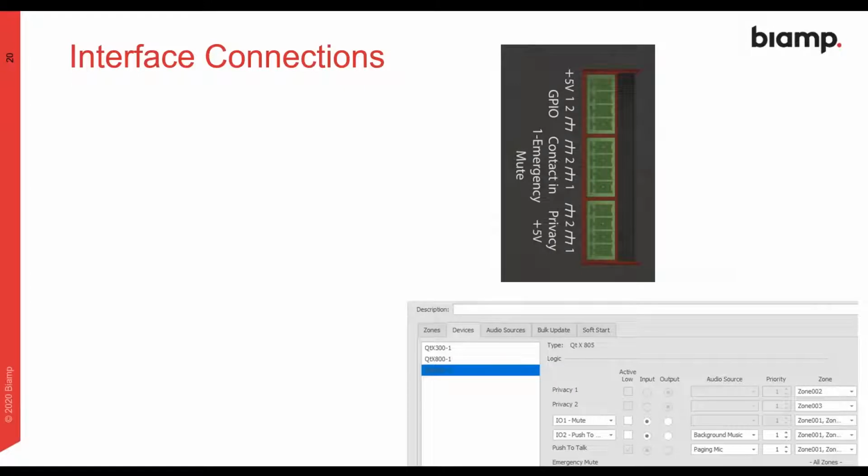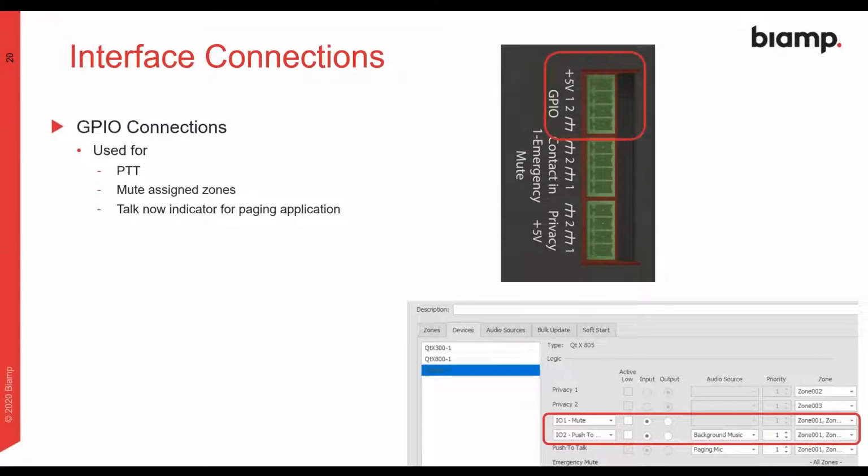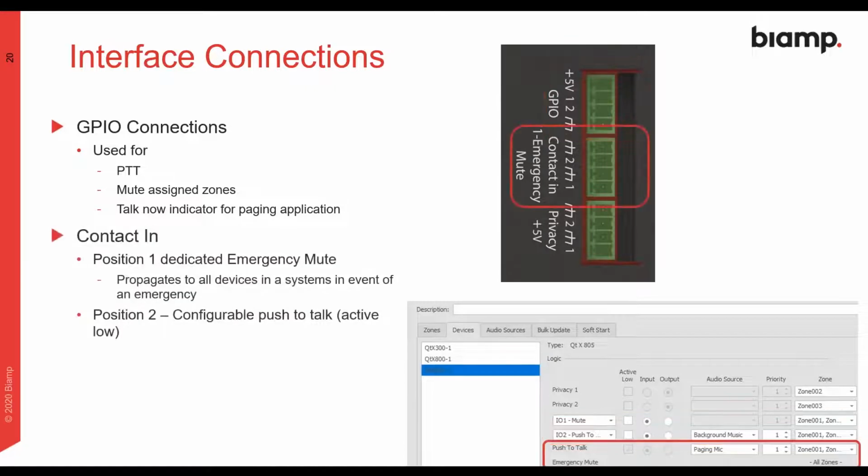On our interface connections for logic, we've got our GPIO. So we can configure GPIO 1 and 2 as push to talk or mute zones. And then I can also configure as an output, so I can get a talk now indicator. So if I had a system that required a contact voltage, 5 volt or something, to get a trigger, I could set that up in that regard. And that's a view from the software, where you would set it up and define what zones you wanted mutes or push to talks to occur in.